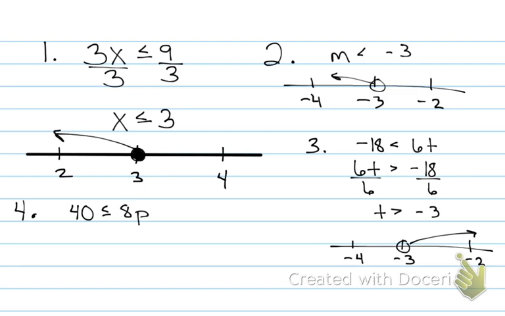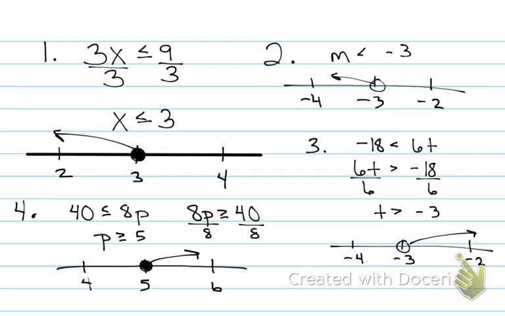Again, I want you to rewrite it so you're not reading backwards, and then solve it. So did you rewrite it? 8p is greater than or equal to 40. Okay. Then what do you do to both sides? Divide by 8. P is greater than or equal to 5. Closed dot on the 5. Arrow going to the right.